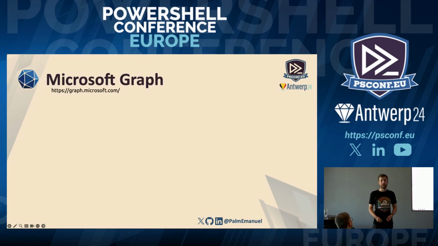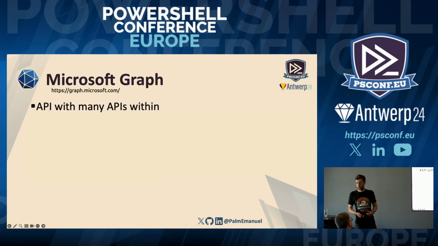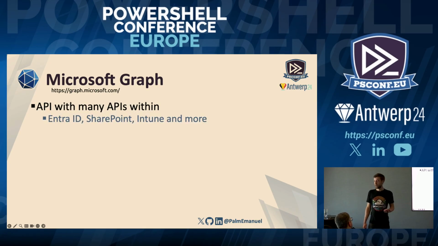Again, we have graph.microsoft.com, which is the resource URL that we have to specify when working with it. Most tools have it as default, so we can just connect an account or something. It's an API with a lot of APIs within, that's the easiest way to say. We have Entra in there, we have SharePoint, we can work with lists and sites, but we can also work with Intune devices if we want to, and so much more.